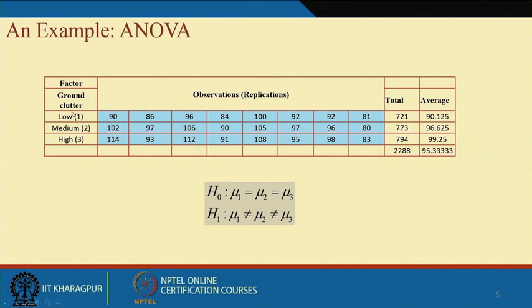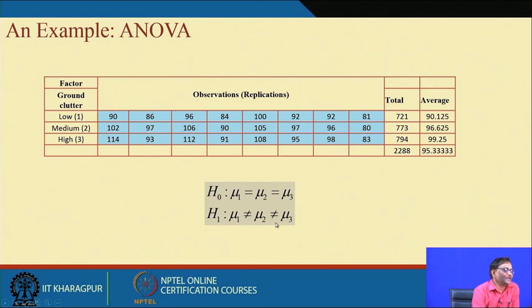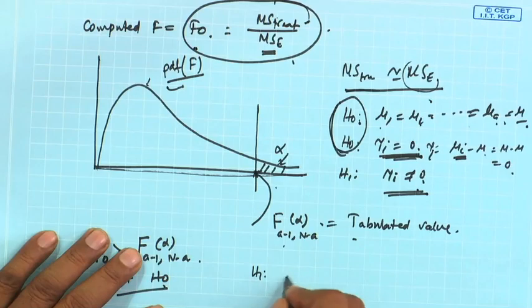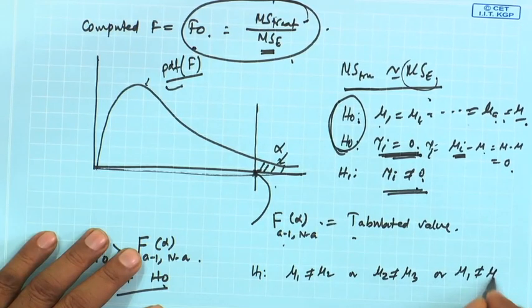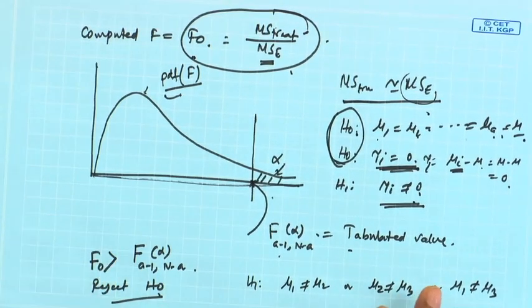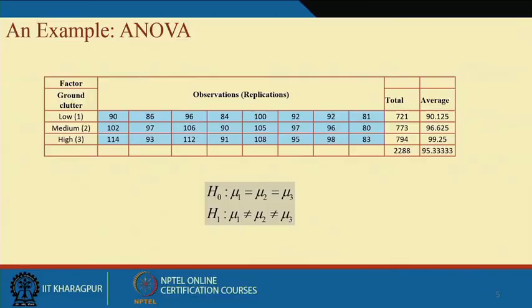Same example here: ground clutter, with three levels, low, medium, high. H0: mu 1 equal to mu 2 equal to mu 3. H1: they are not equal. Maybe at least one is not equal; it need not be that all three are different. H1 will be at least mu 1 not equal to mu 2, or mu 2 not equal to mu 3, or mu 1 not equal to mu 3. If any one or more of them is satisfied, that is H1, when at least one pair is different.